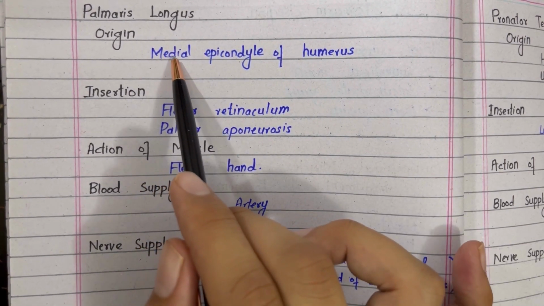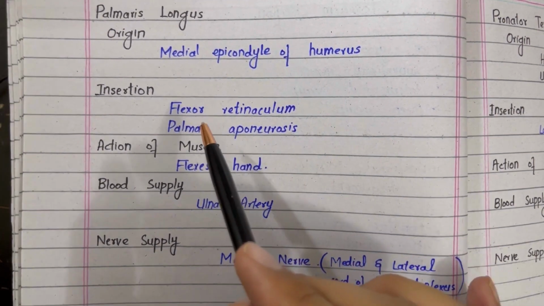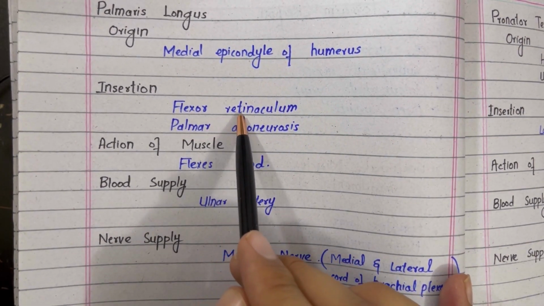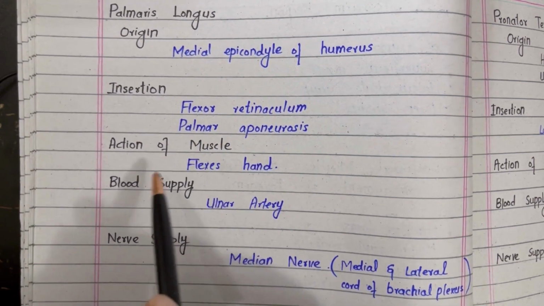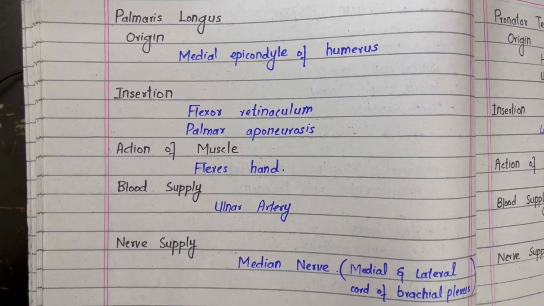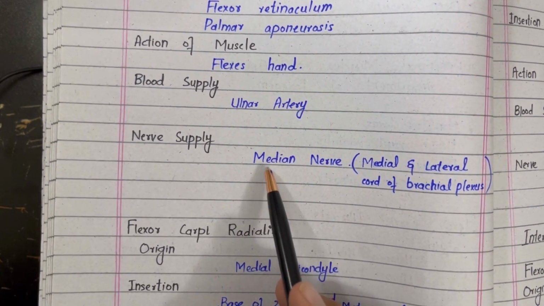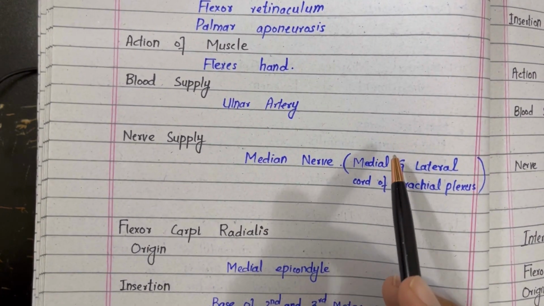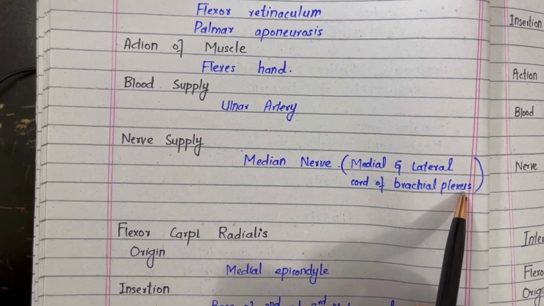This muscle originates from the medial epicondyle of the humerus bone, and it runs inferiorly and laterally and passes under the flexor retinaculum and inserts on the palmar aponeurosis. The action of the palmaris longus muscle is that it plays an important role in the flexion of the hand, and it is supplied by the ulnar artery and innervated by the median nerve. Student, the median nerve originates from the medial and the lateral cord of the brachial plexus.